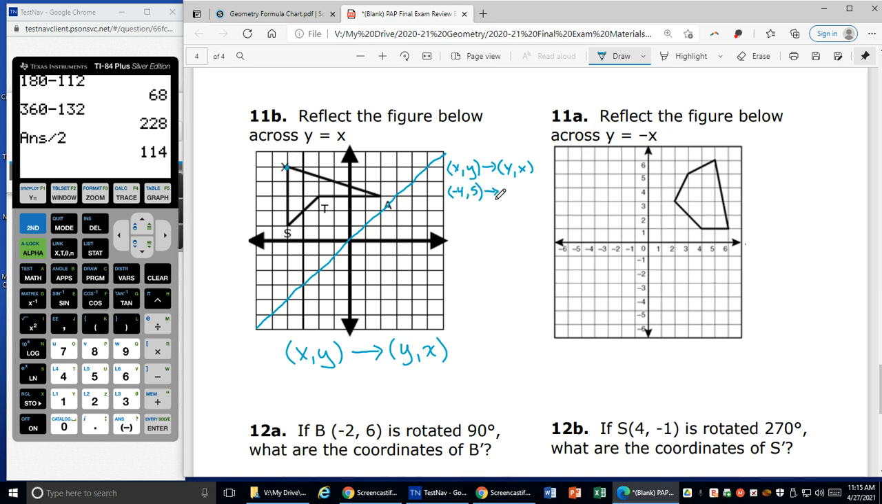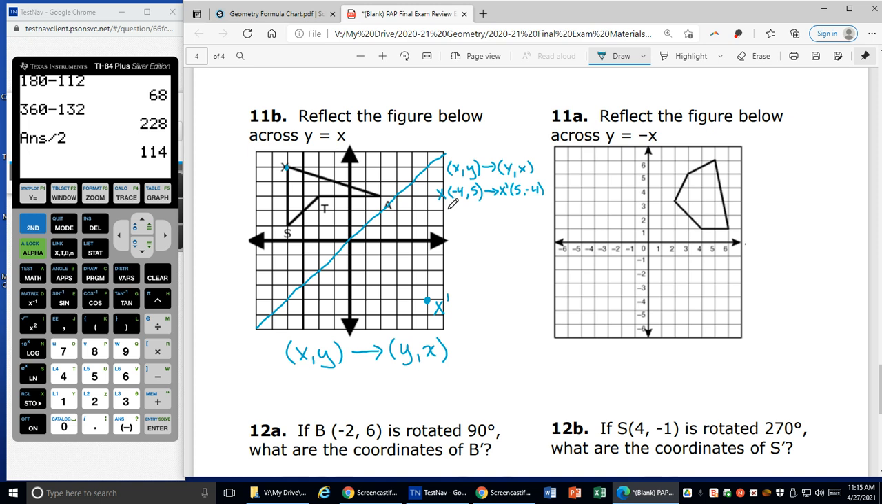So that means it's the pre-image. This is, or sorry, it's image X prime. I'm just switching those. So now 5, negative 4. 1, 2, 3, 4, 5, 1, 2, 3, 4. This is X prime.